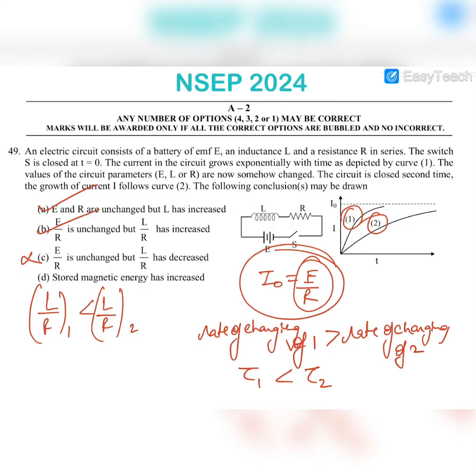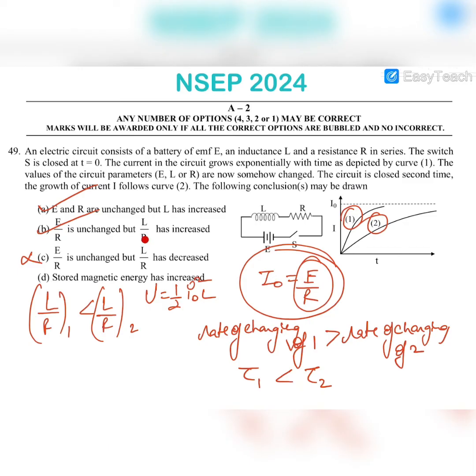So obviously if the situation is according to the first option, which says that E and R are constant but L has been increased, we know that the energy stored in the inductor is half Li square. So the I naught is still the same, but L is increased, so we can say that the magnetic energy has increased. Now let us also check this for the B option.